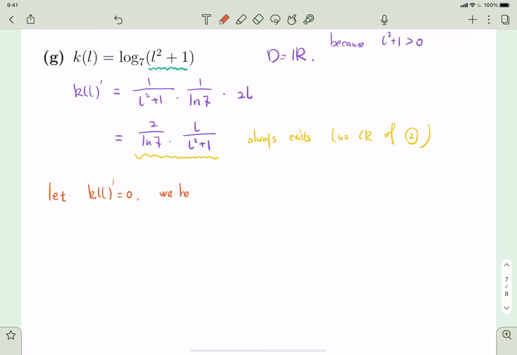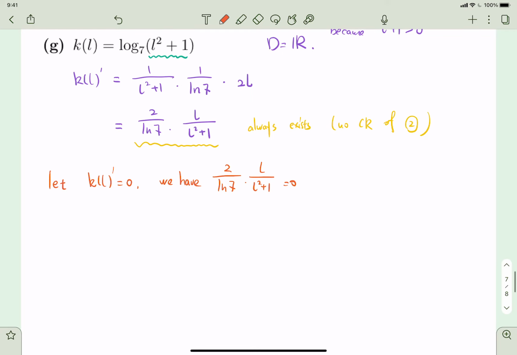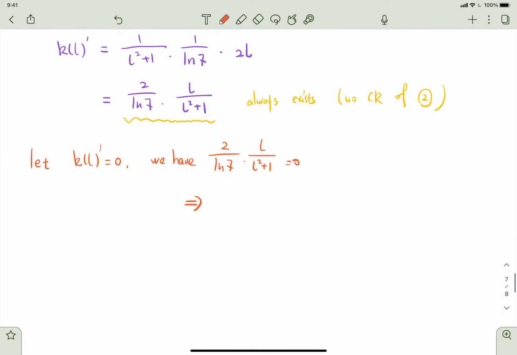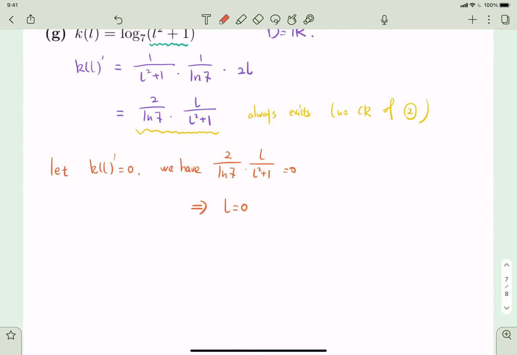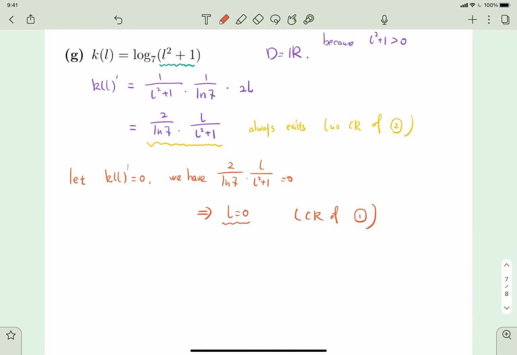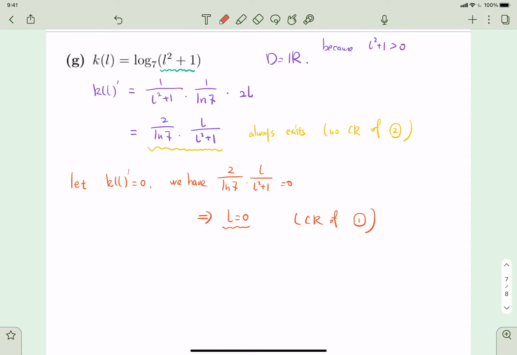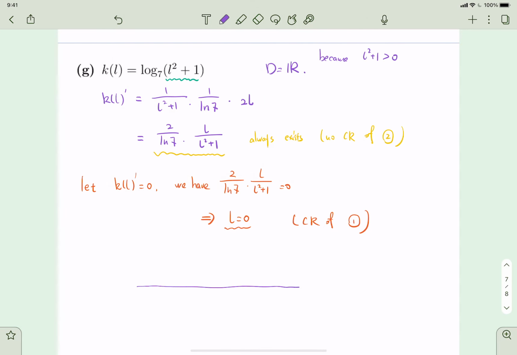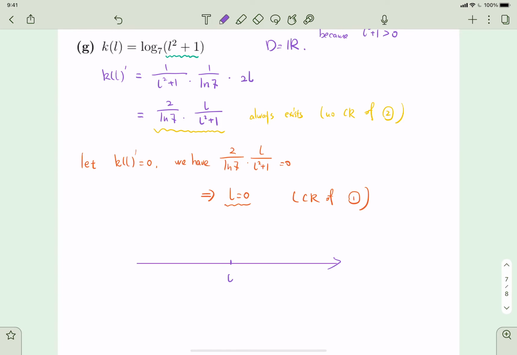So we have 2 divided by this times L over L squared plus 1 equal to 0. And we know that for a fraction to be 0, the numerator must be 0. So L is 0 in this case. Okay, so this is the critical number of the first type. And it's our only critical number because there are no others of the second type. So now, after knowing what our critical number is, draw the number line, place this number here, only number.